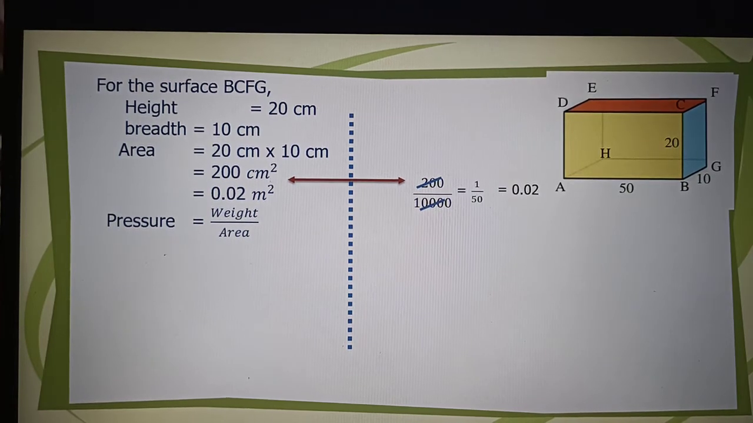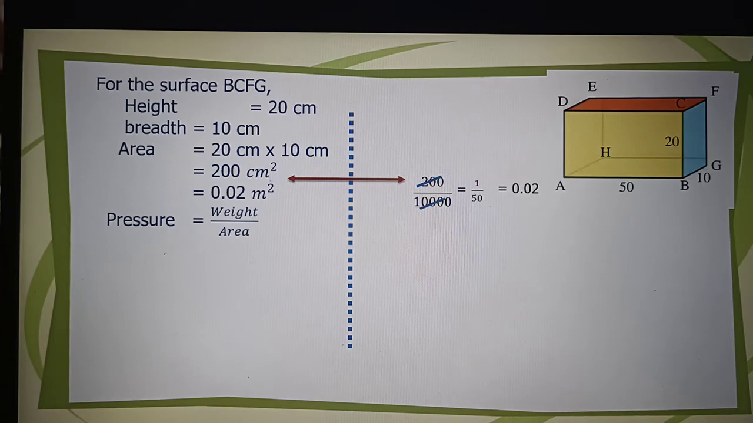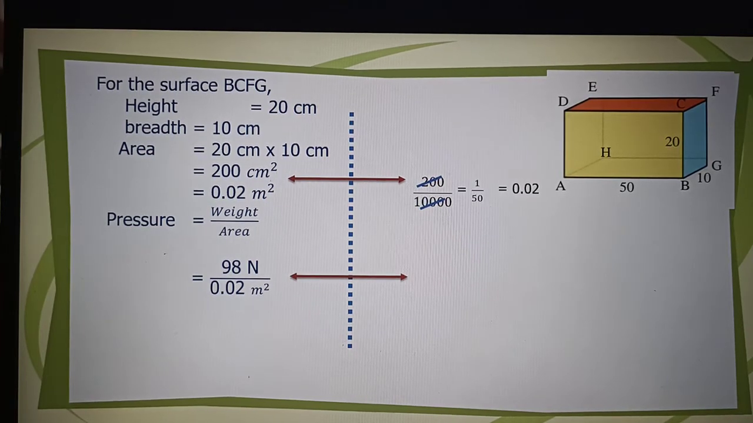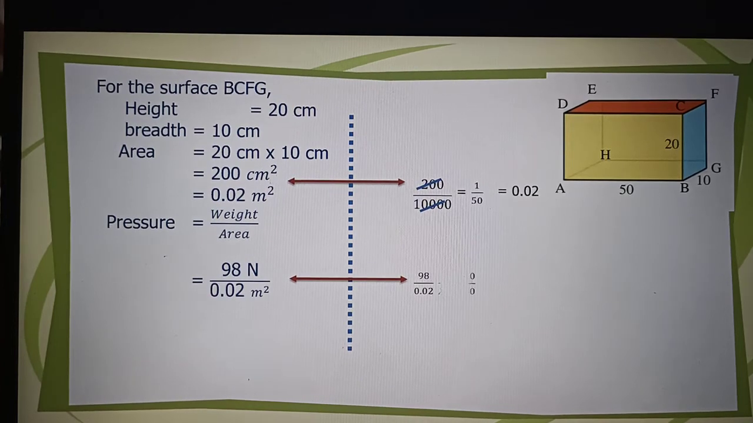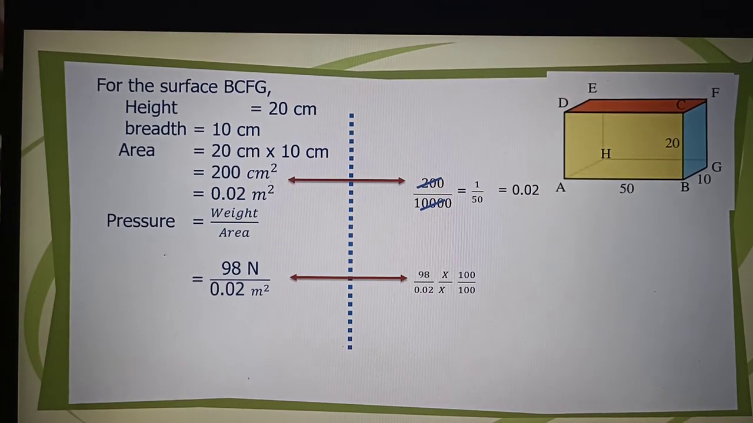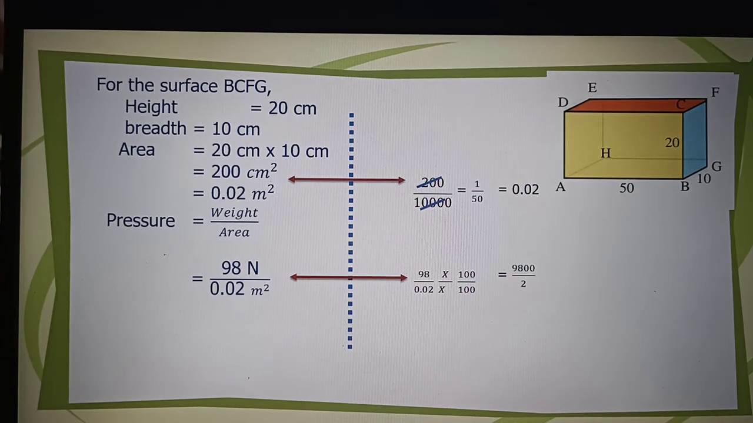Next we have to find the pressure. For that, the formula is weight upon area. The value of weight is 98 N. The value of area is 0.02 meter square. So here also in the denominator it is a decimal point. For that we have to convert into a whole number. So look at the denominator. After the point, two numbers are there. So we have to multiply by 100 on both numerator as well as on denominator. So see, 98 into 100, how much? 9800. 0.02 into 100, we got the answer 2.